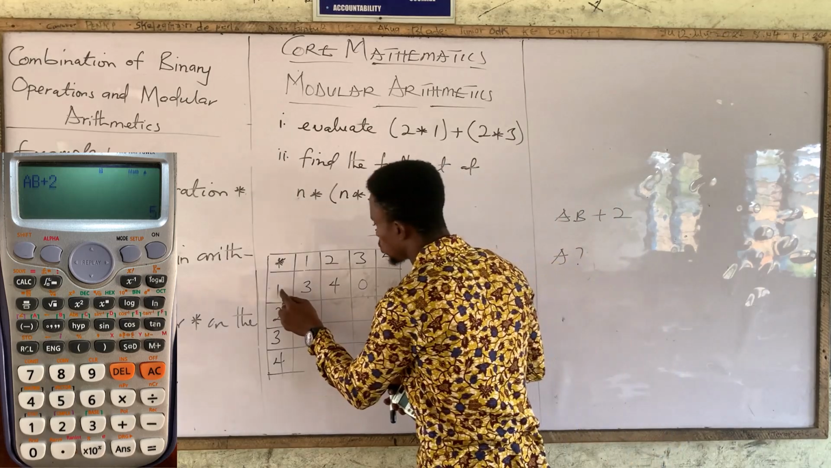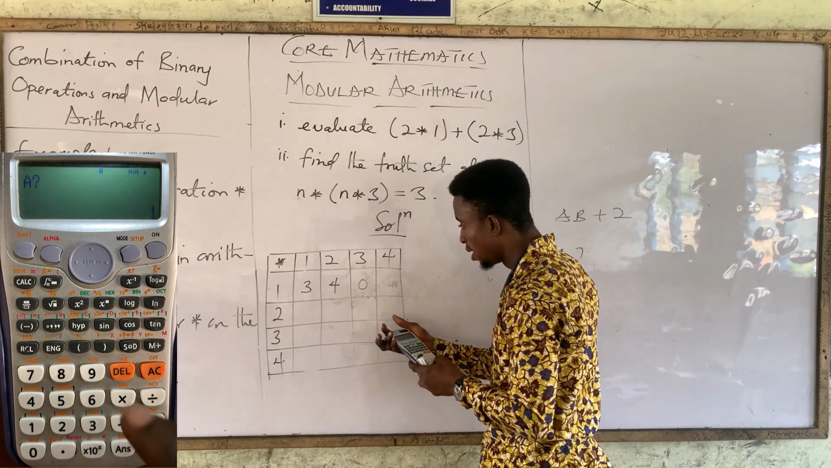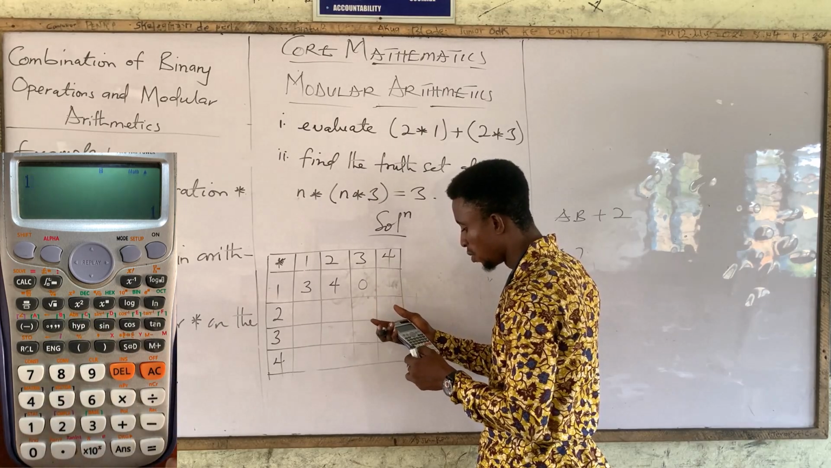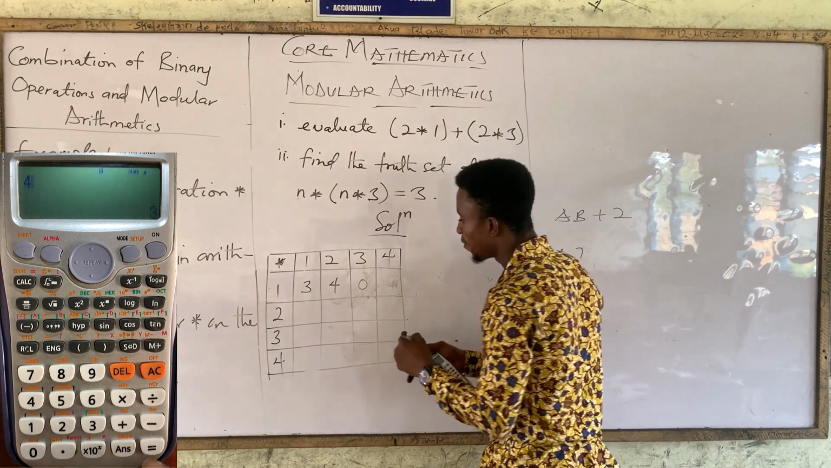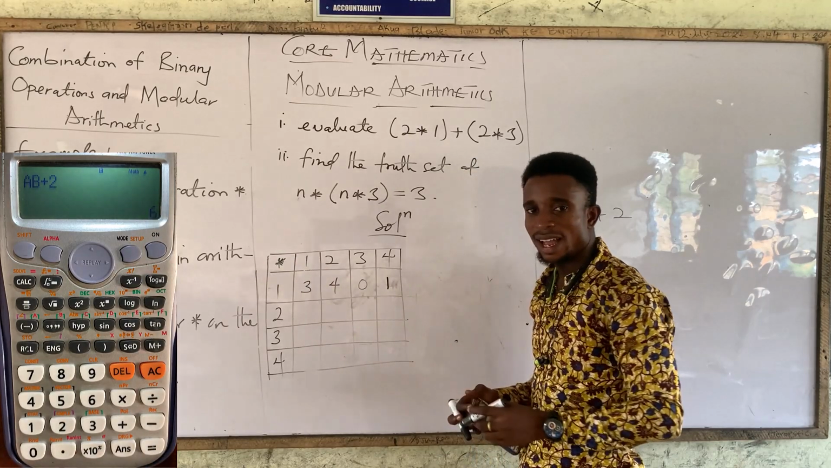Okay. Then the next one is 1 and then 4. So equal to, A is 1 and B is 4. Okay, so I have 6. And 6 mod 5 is 1. Please, do we get that?